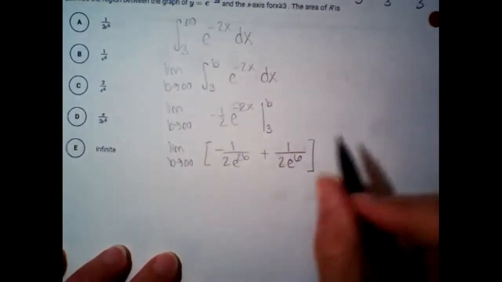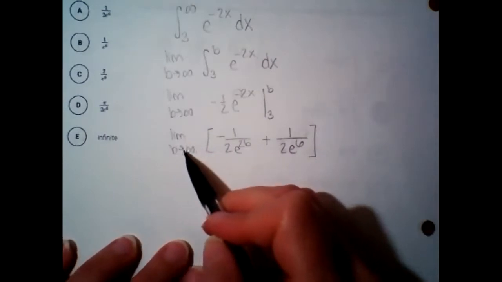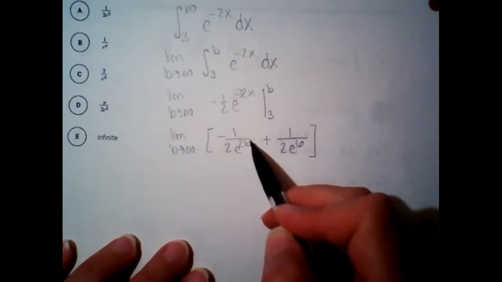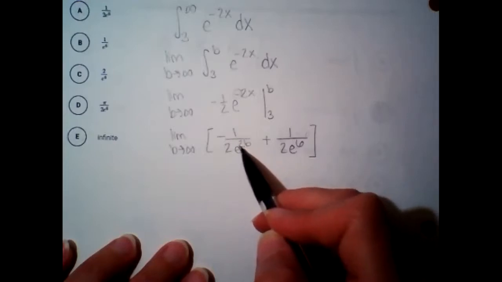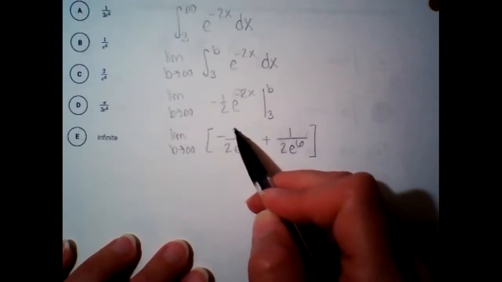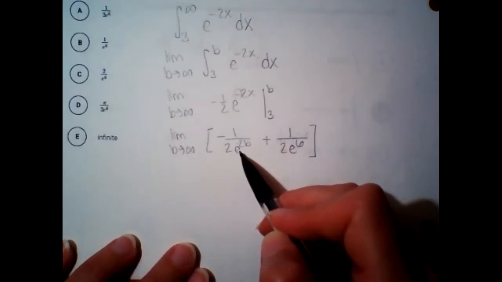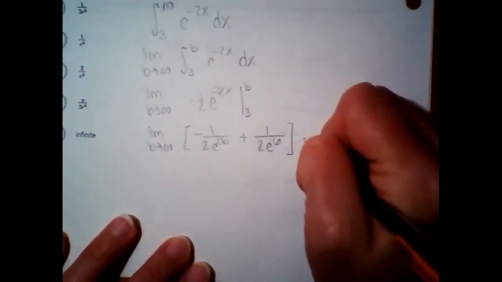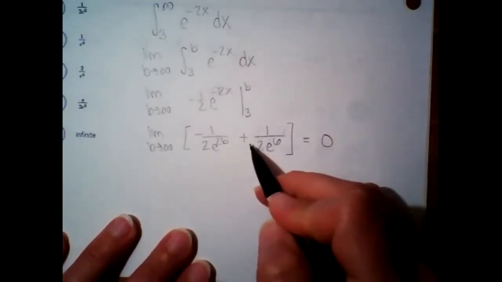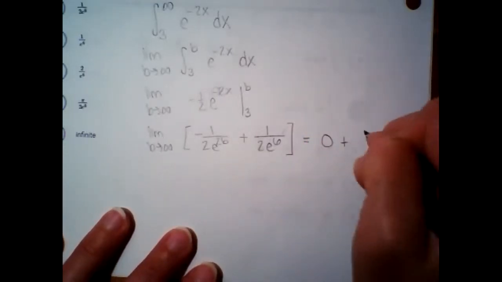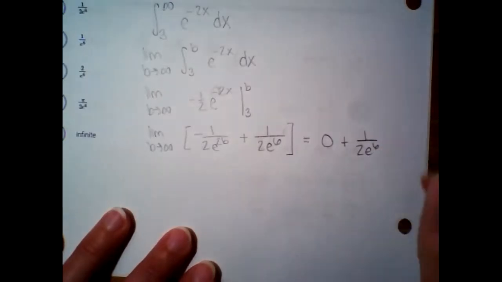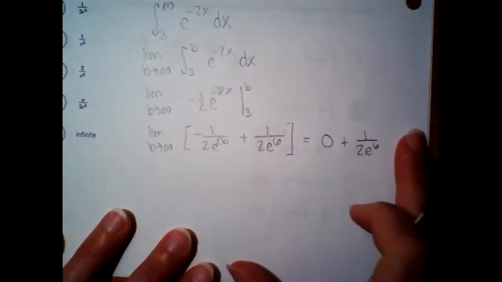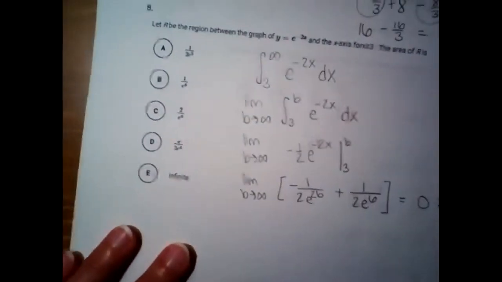And then the last step is to evaluate the limit. So as b goes to infinity, if you imagine plugging in a really, really enormous number here, you get something like 1/1,000,000,000, which is super, super tiny. And so that goes to 0 for that first part. And then plus 1/2 e to the 6th. And so that is our answer, 1/2 e to the 6th. And so that one is A.